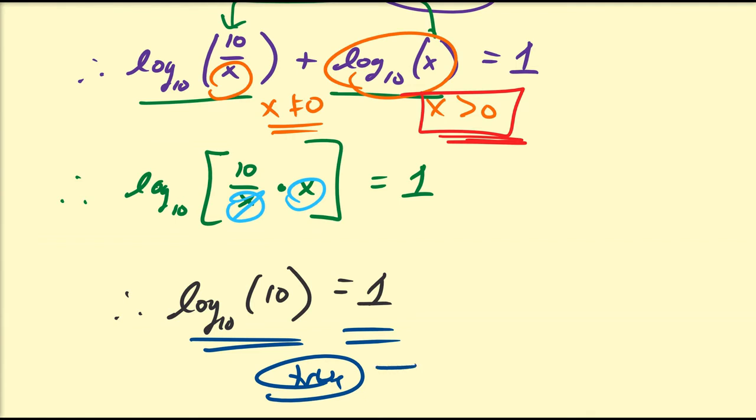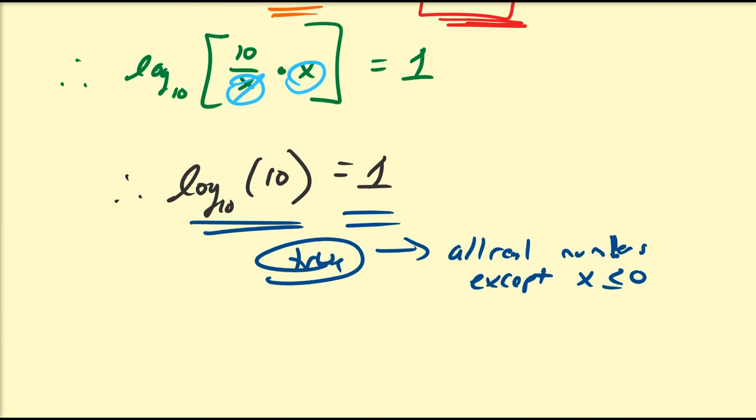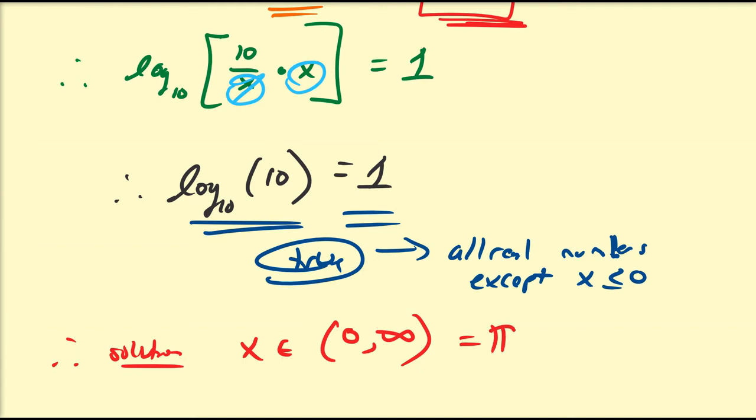So usually we say, when we have a true statement when we're solving an equation, we say all real numbers. That's usually what we say, except those which are less than or equal to 0, right? So therefore, what is our solution? So that means our solution is any value x in the interval 0 to infinity, and some people usually abbreviate this simply as the positive reals. So that's the solution to that equation.